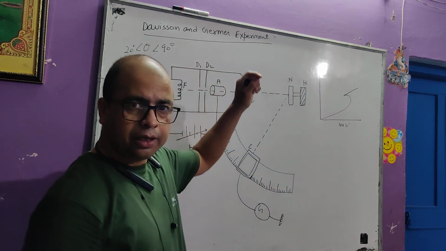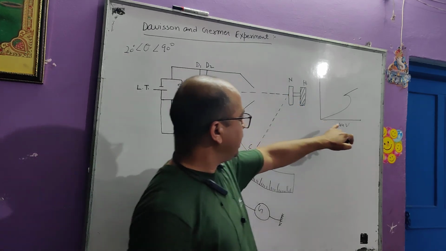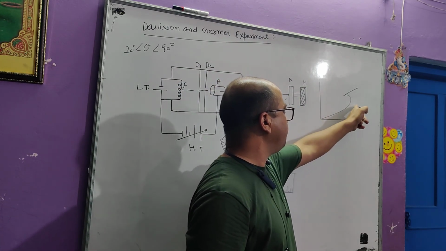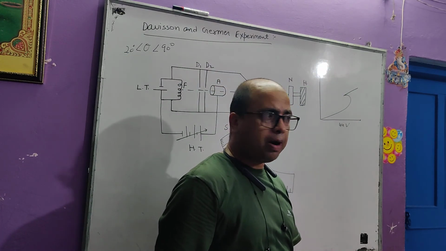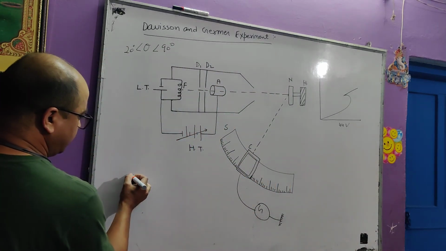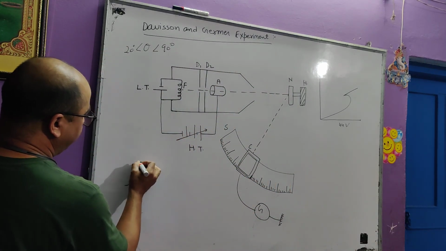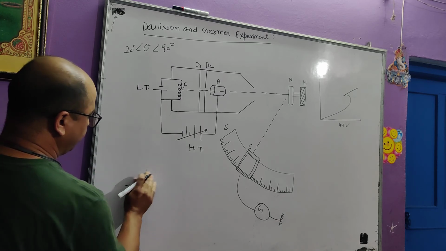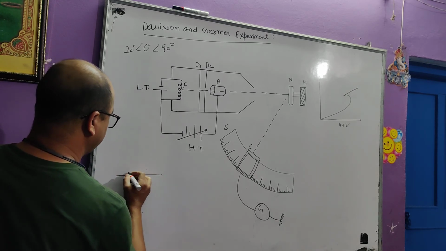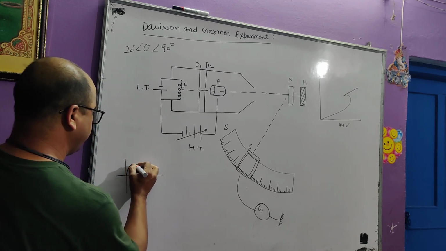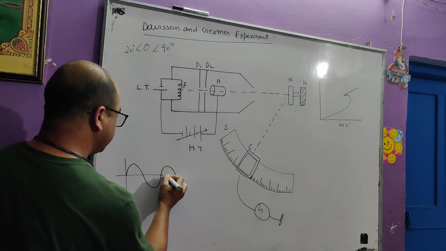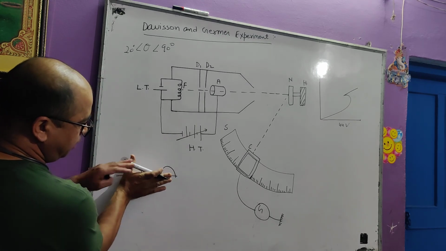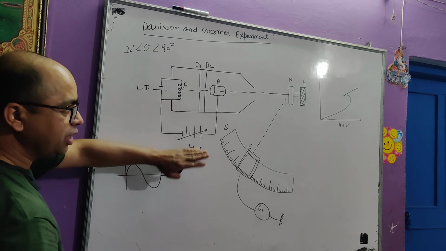Davison and Germer saw that at 44 volt a bump appears. A bump is a sudden change like this, a wave-like change we may call it, because we know that the curve of a wave travels like this. If we see it, this is a bump-like behavior.